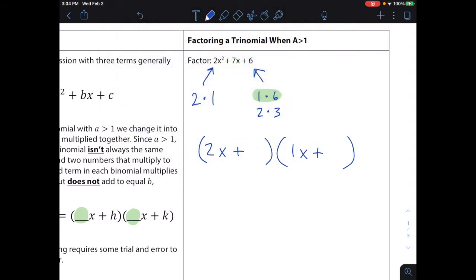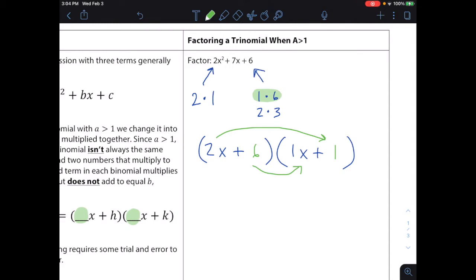I'm going to put the 6 first and the 1 second. Okay, so now I'm going to do the same thing. I'm going to distribute here, and I'm going to distribute here. So the whole idea is I'm not doing all the distributing that you would normally do when you're multiplying binomials. All I'm doing is the distributing that produces the middle term, because I want to figure out what numbers I need to put in there to get that middle term, because I already know that the 2x times the 1x is equal to the 2x squared.